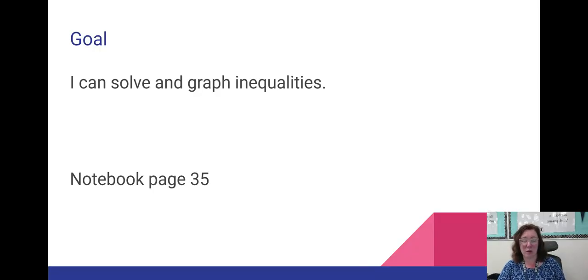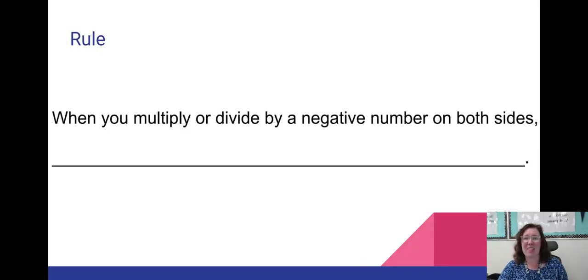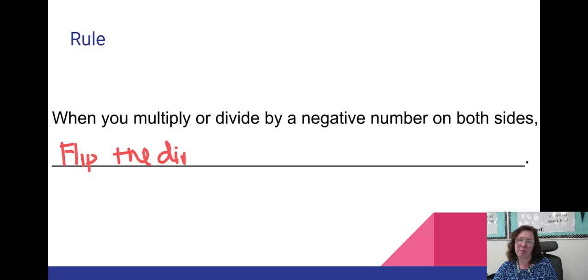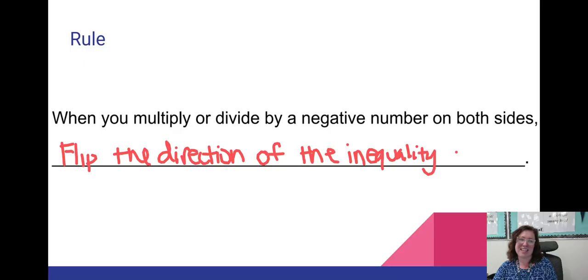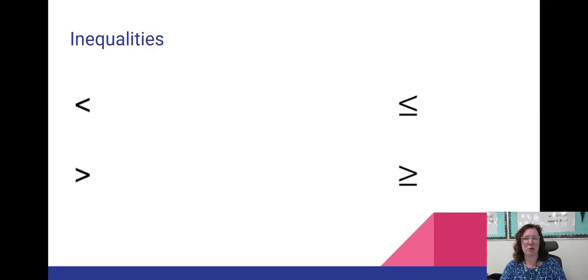And you would have written that down on page 35 in your notebook. Then we had to write this rule or fill in this rule. When you multiply or divide by a negative number on both sides, flip the direction of the inequality sign. Okay? Flip the direction of the inequality sign. There we go. And we'll do some practice to see what that means.